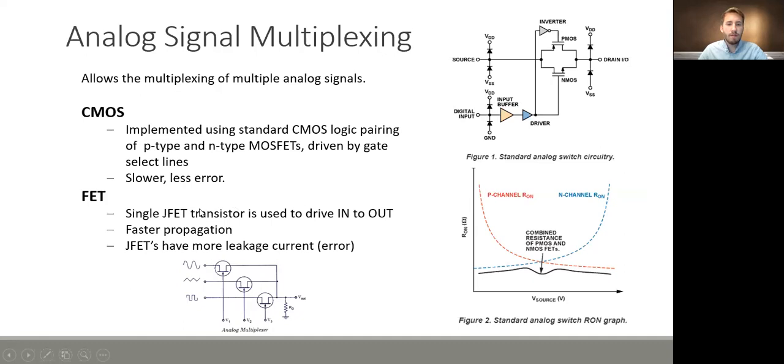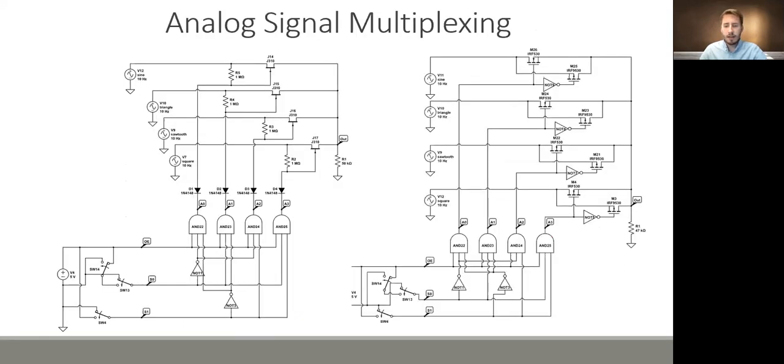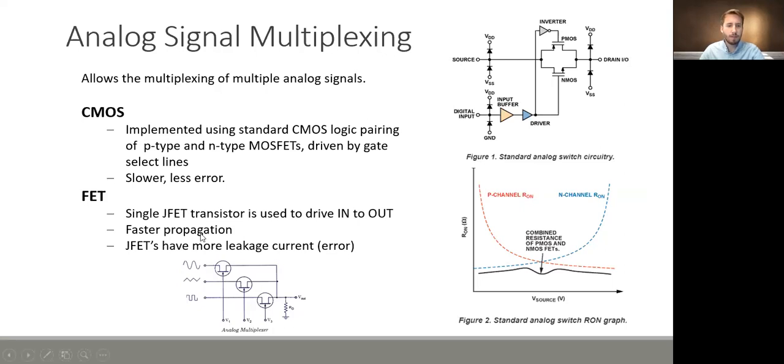So the FET multiplexer is the second main type that I could find. These are really interesting. I didn't find many examples. However, I did find a chip from TI that was just this. It said it was a FET multiplexer. These are really interesting.